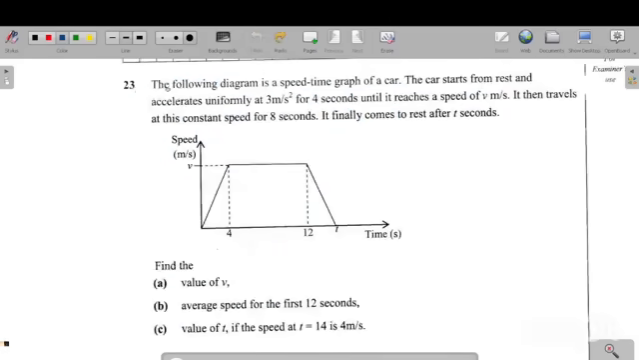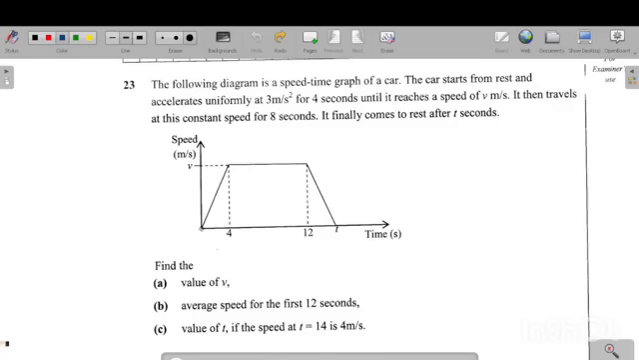All right, number 23. The following diagram is a speed time graph of a car. The car starts from rest and accelerates uniformly at 3 meters per second squared for 4 seconds until it reaches a speed of v meters per second. It then travels at this constant speed for 80 seconds. It finally comes to rest after t seconds.